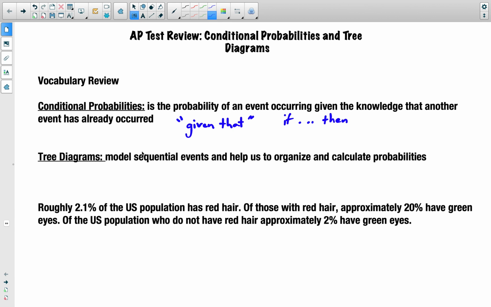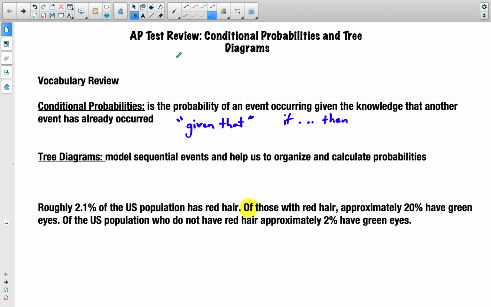Okay, roughly 2.1% of the U.S. population has red hair. Of those with red hair, approximately 20% have green eyes. Of the U.S., so here's another context clue. This is telling me it's conditional: of those with red hair. So the condition is that they have red hair. So the people that have red hair, 20% of them then have green eyes. So I have knowledge of the fact that this person has red hair, then there's a 20% chance they also have green eyes. Of the U.S. population who do not have red hair, so there's that knowledge, 2% have green eyes.